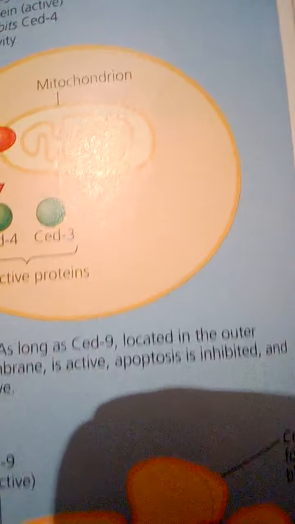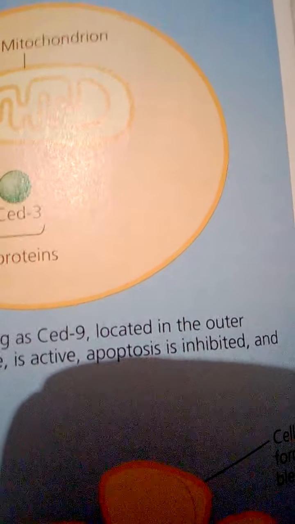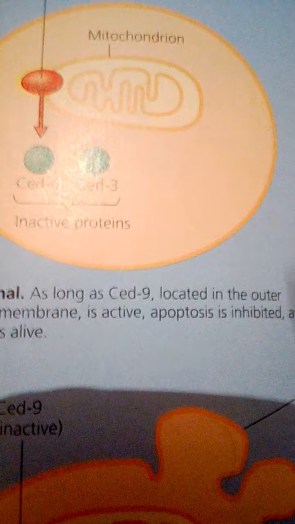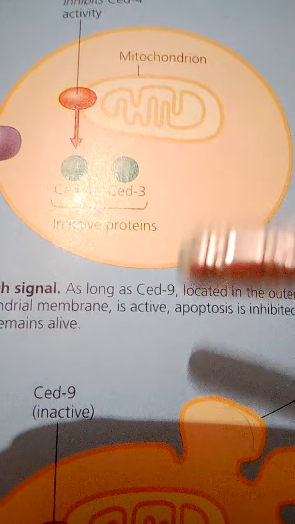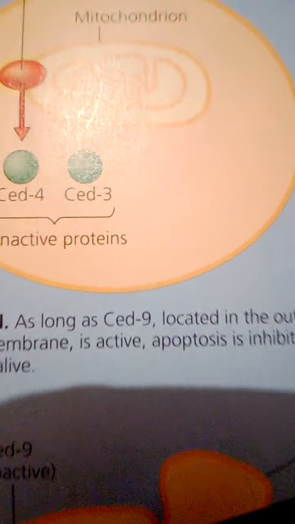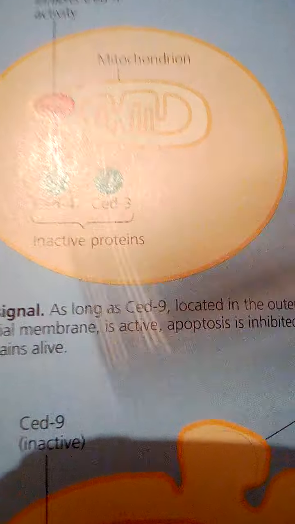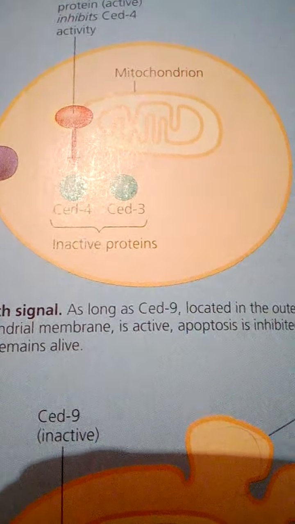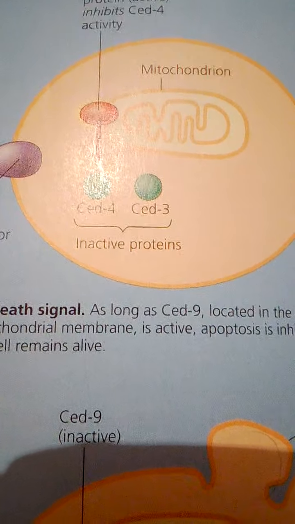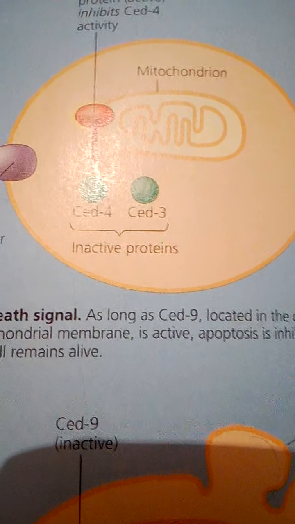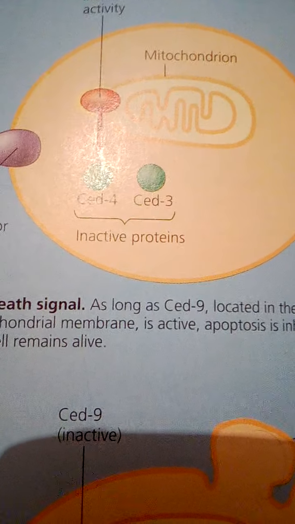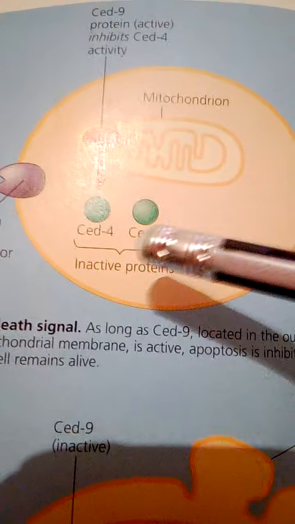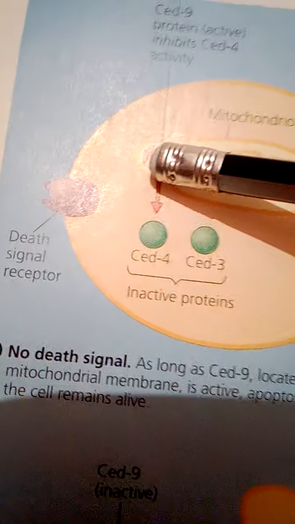Back to CED-9 or CED-3, which acts as a cell death factor when released from mitochondria. The mitochondrial apoptosis pathway of mammals uses proteins homologous to the worm proteins CED-3, CED-4 and CED-9.